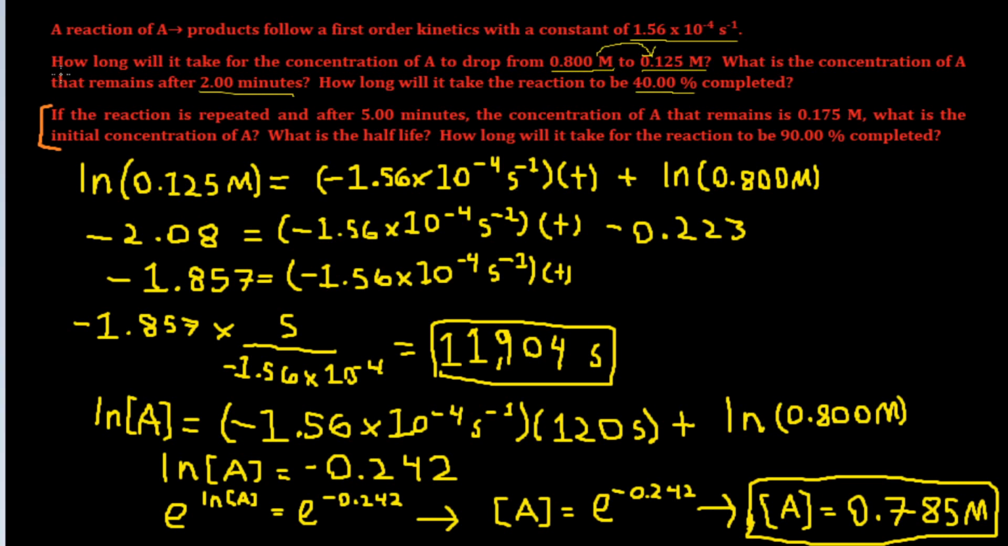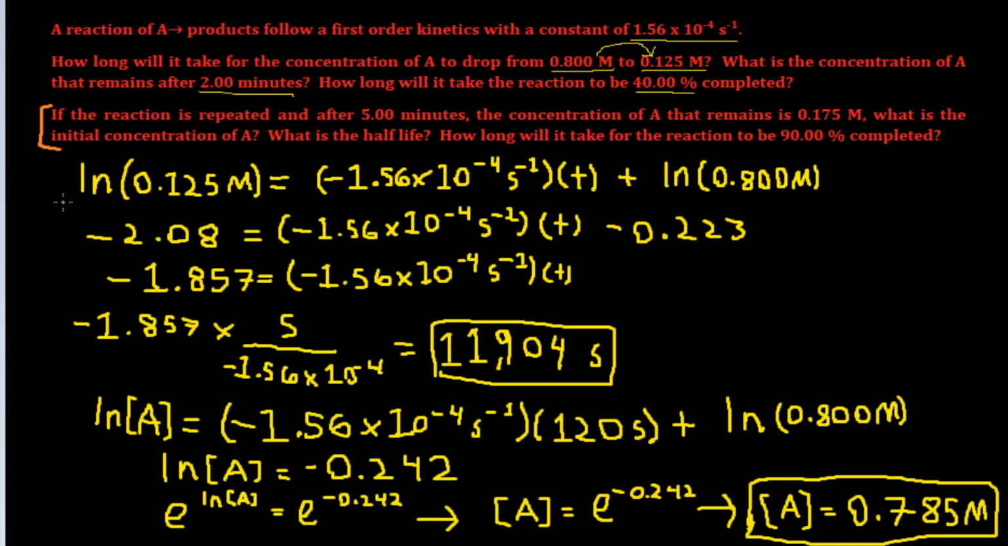So let's start with the first question. How long will it take for the concentration of A to drop from 0.8 molarity to 0.125 molarity? Now we have our equation that we looked at just a minute ago, and our final molarity is the natural log of 0.125 molarity. That's in the right spot. And then the k constant that they gave us, negative 1.56 times 10 to the negative 4 seconds to the negative 1, and then times time plus the natural log of 0.8 molarity.